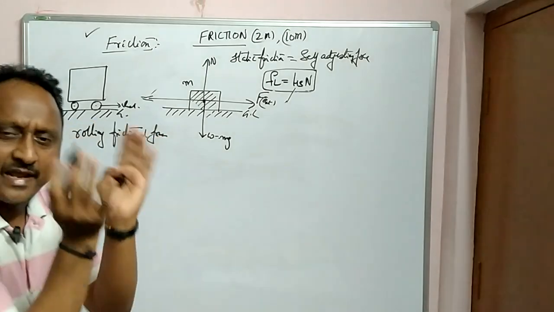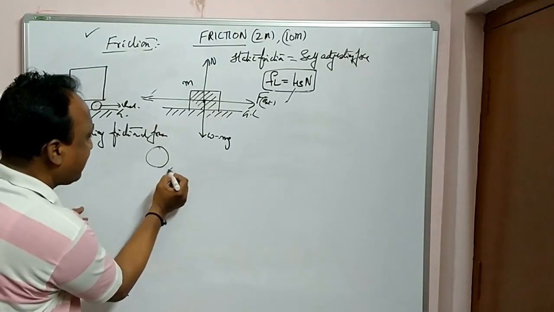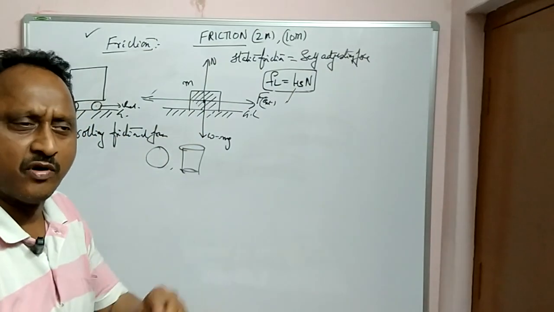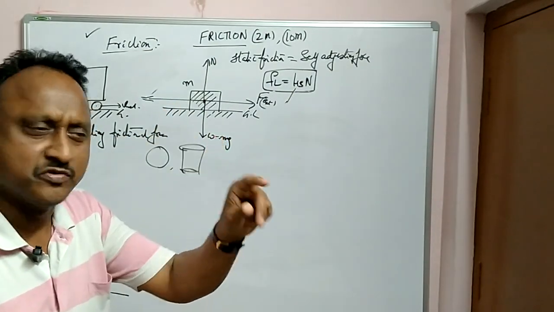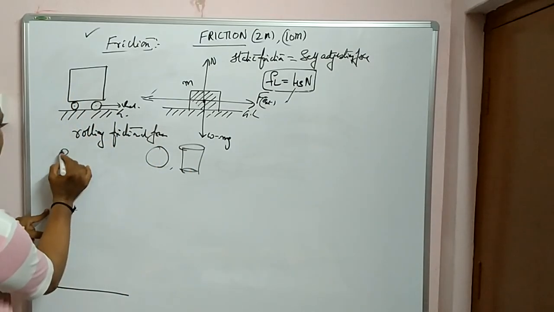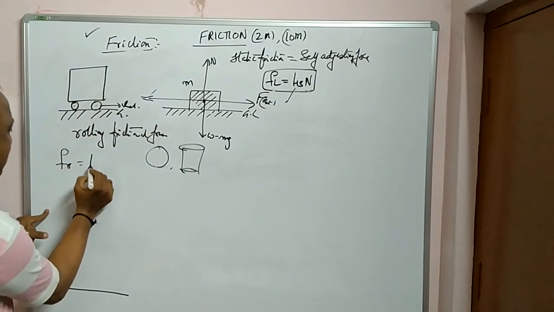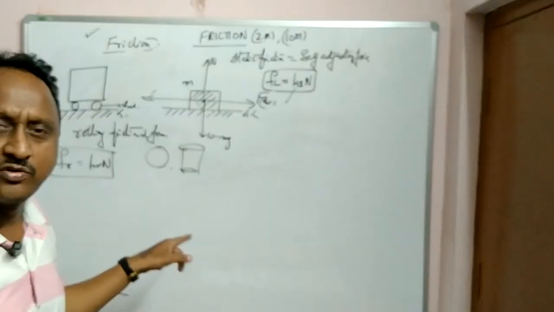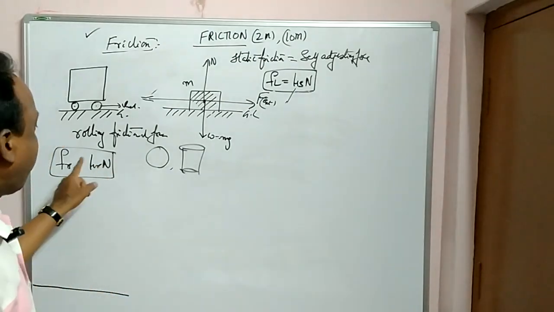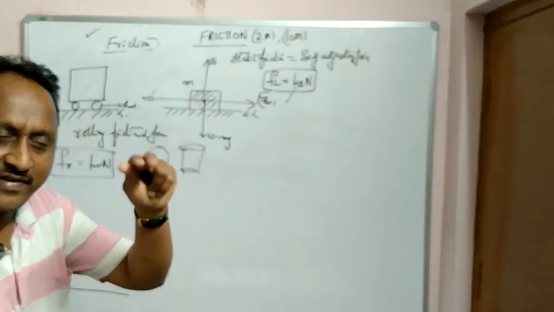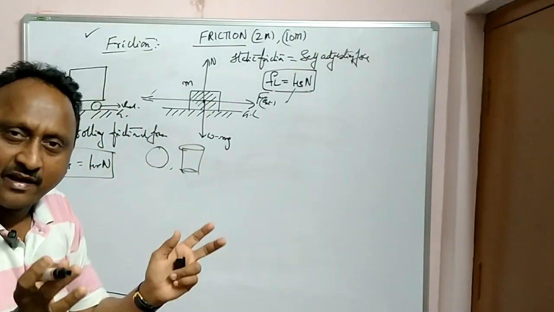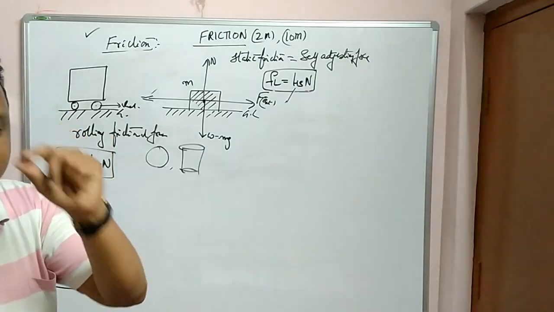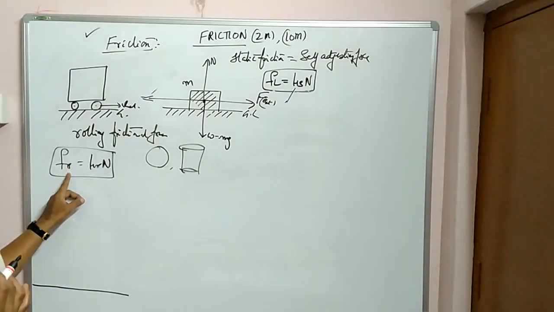For example, a sphere or a cylinder, when it rolls on the surface of another body, the frictional force acting between the two surfaces is called rolling friction. Rolling friction is given by mu r into N. Here, what is Fr? Fr is called rolling frictional force. It acts between the two surfaces when a sphere or a cylinder is rolling on the surface of another body.